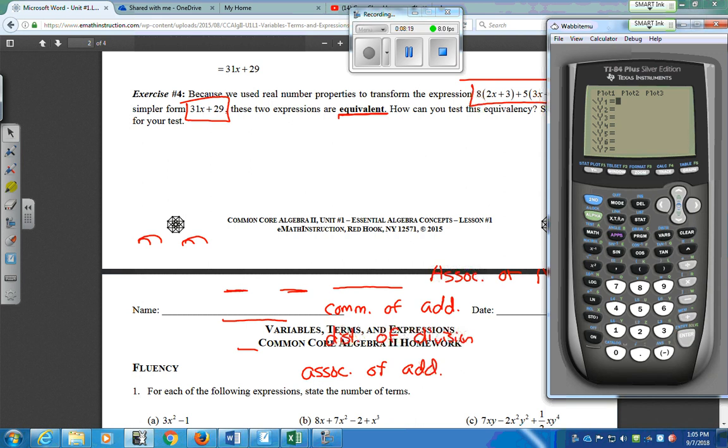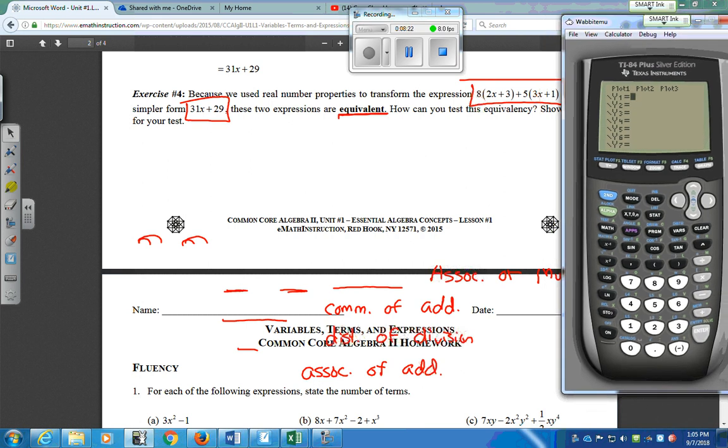And what I tell my students to do is type the first one in, y1. So we got 8(2x + 3) + 5(3x + 1). Go to y2 and then type in the answer you got, 31x + 29. And then you just want to double check, make sure everything's good. So I'm going to look at the first one again because it's long and I got a lot of stuff in there. So I got that, and 3x + 1, we're good to go. See, then you hit second and graph. And you'll notice the tables are the same. So each expression, no matter what number I put in, I get the same answer out.